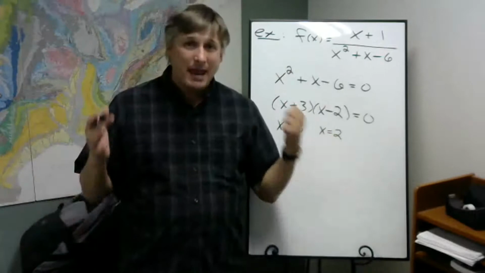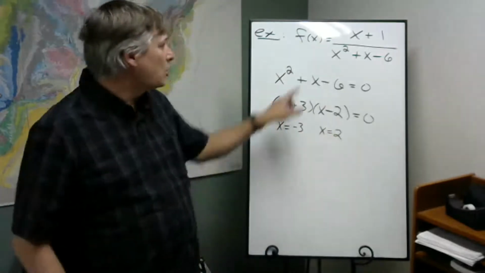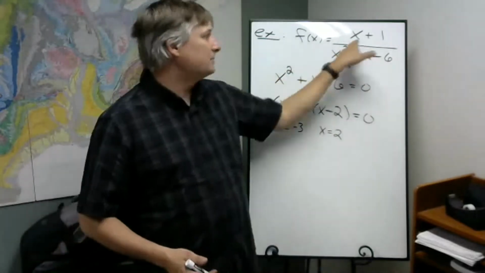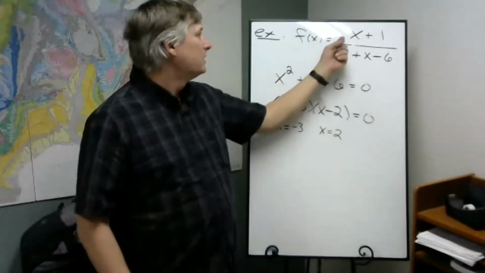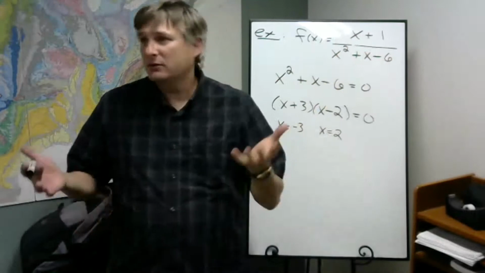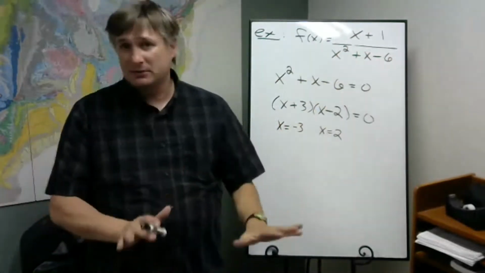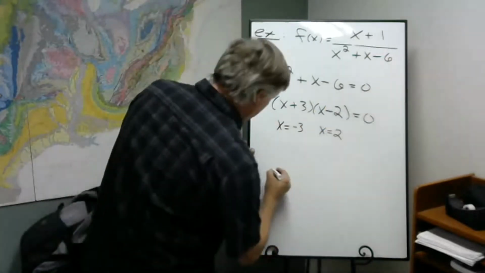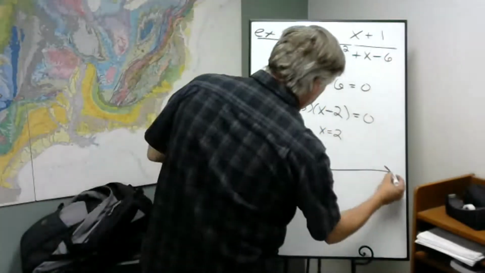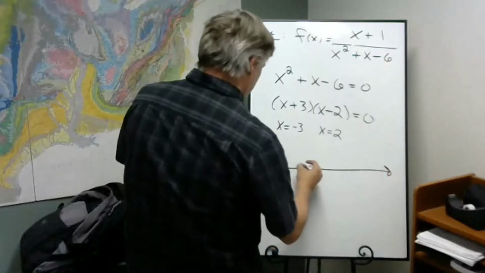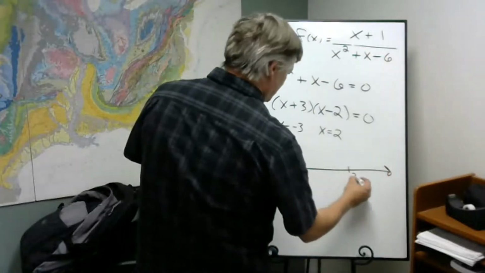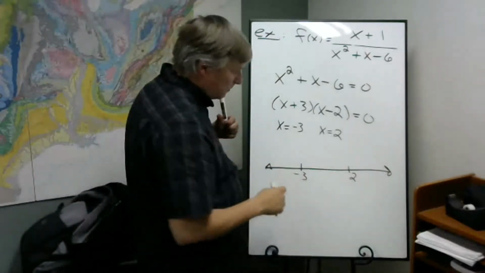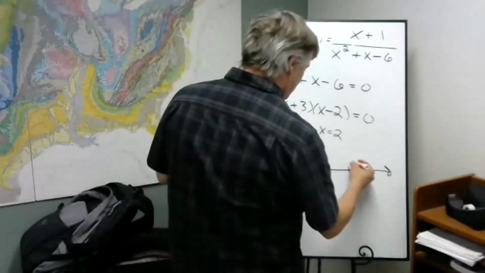So what this tells us, these are the numbers that are not in the domain, but all the other numbers can be in the domain. And again, it's only the bottom polynomial we have to be careful of. The top can be 0. If x equals -1, this whole thing becomes 0, and that's perfectly fine. So we're not going to worry about the top, but the bottom here we got to be careful of. So if we draw this, so here's -3, here's 2. Well, we want to leave out 2.